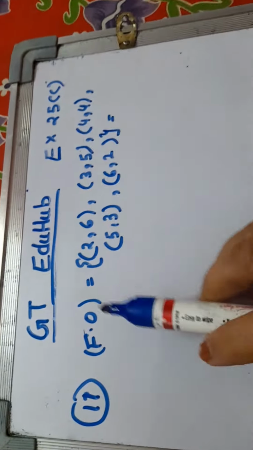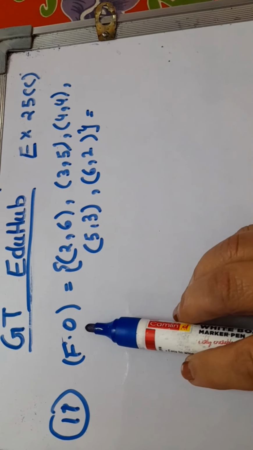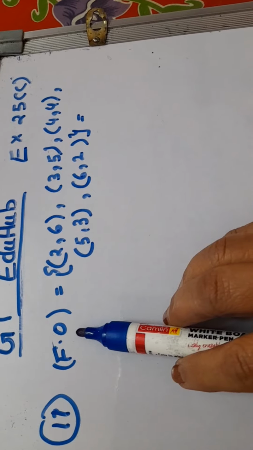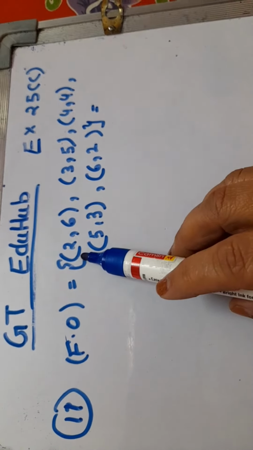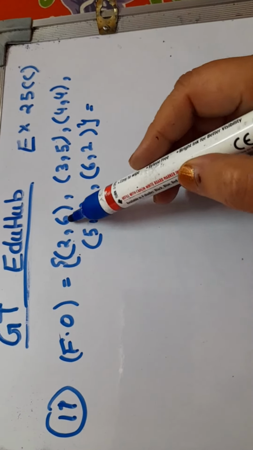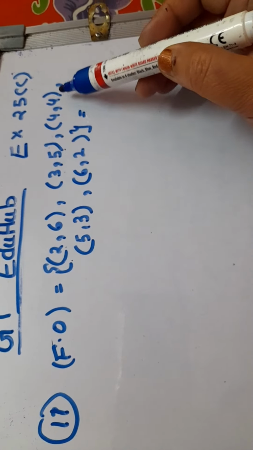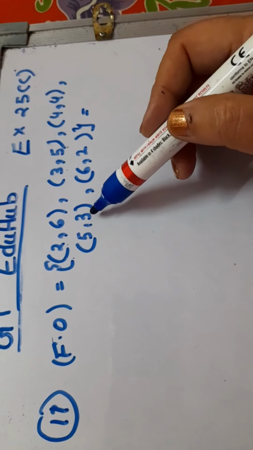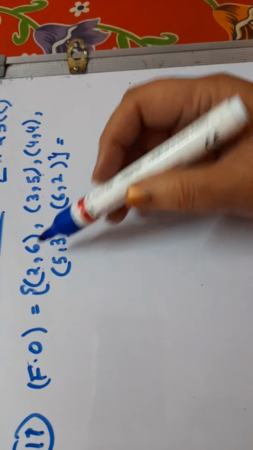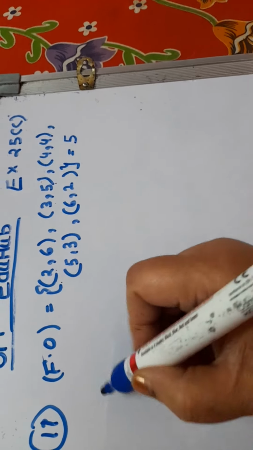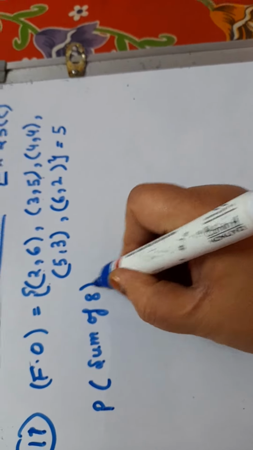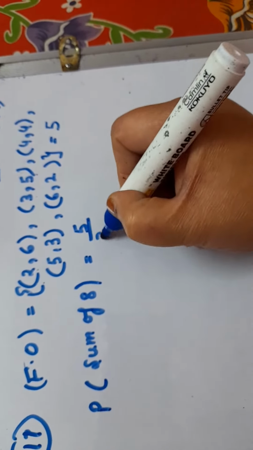So students, we will do question number 11. 2 dice are thrown at the same time. Find the probability that the sum of 2 numbers appearing on the top of dice is 8. So our favorable outcomes will be 2,6. Meaning the sum should be 8. So 2,6, 3,5, 4,4, 5,3 and 6,2. These can be the favorable outcomes. So total favorable outcomes are 5. So probability of getting sum of 8 will be 5 upon 36.